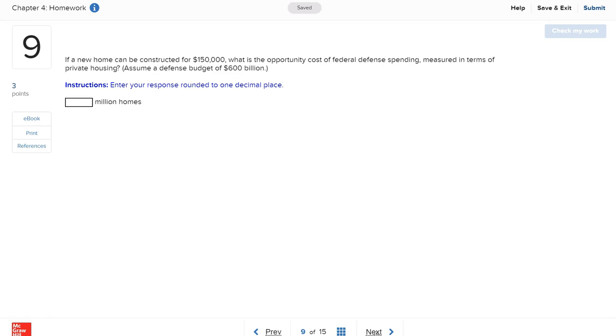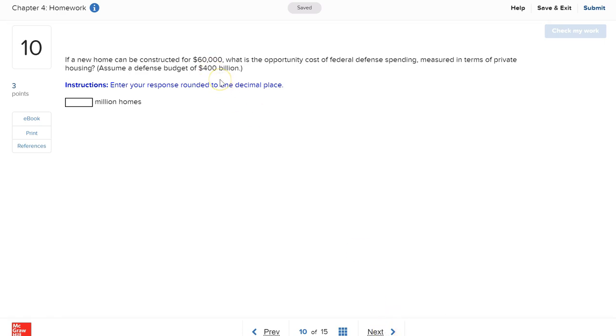Number 9 is about opportunity cost of building homes, and we assume that each home's construction cost is $150,000. And so if we have a defense budget of $600 billion, how many houses are we giving up? And so this is actually pretty simple division. We're going to take that $600 billion, divide it by 150,000. So once you get that, you should get a really simple answer. So just division. We're taking our total budget of $600 billion divided by the cost of a single house, and that's going to tell us how many houses are given up.